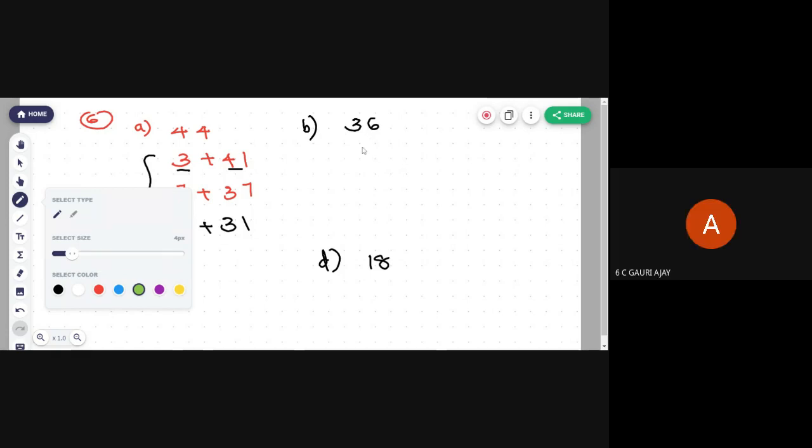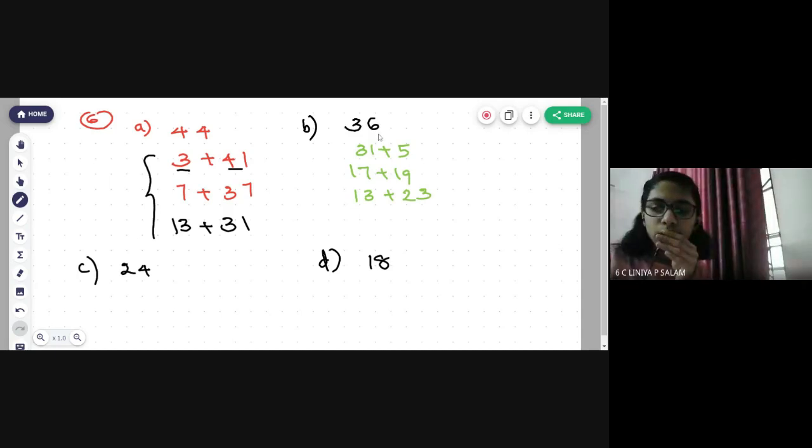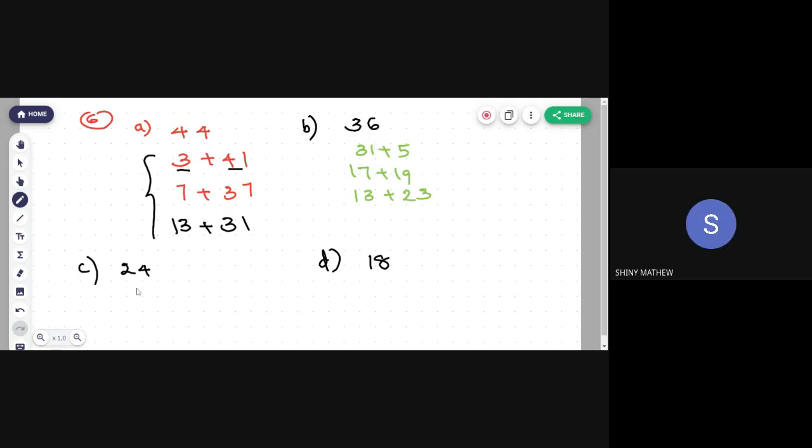Miss, 31 plus 5. Okay, that is correct. 31 plus 5. 17 plus 19. Okay, 17 plus 19. One more? Miss, one more have to find. Anyone? Miss, 13 plus 23. 13 plus 23. Okay, very good. Then now you can find 24 and 18.